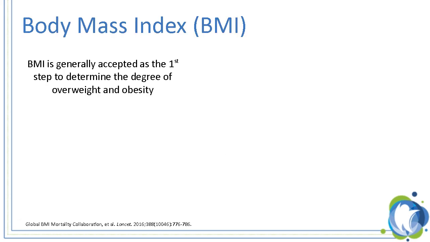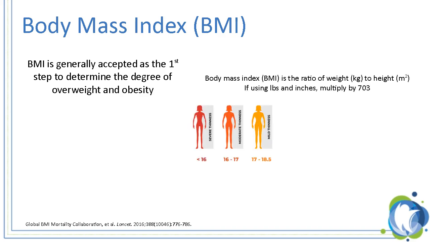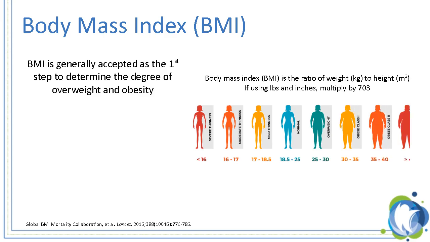Body mass index is the most utilized and generally accepted as a first step to determine the degree of overweight and obesity in patients. As you can see on the right-hand side, the image shows the varying ranges of BMI, normal being between 18.5 and 25. 25 and above is associated with overweight, obesity as the number increases.